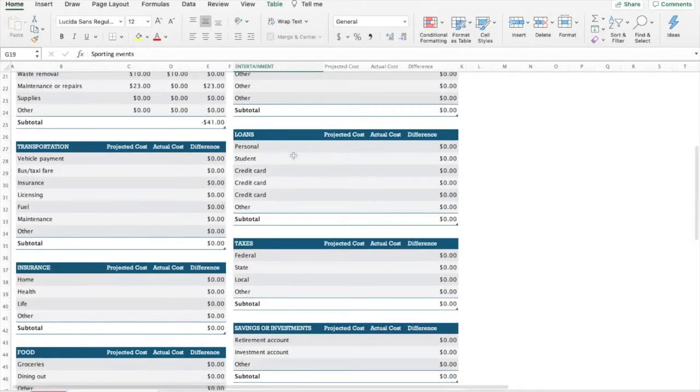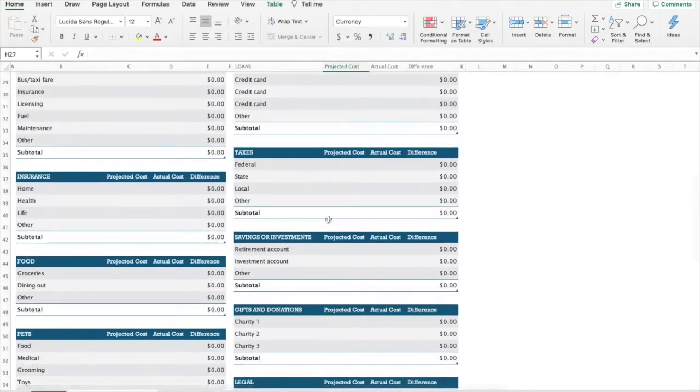You have your loans, as I mentioned. If you have several credit cards, you want to itemize those expenses as well. Student loans, your personal loan. If you're paying estimated taxes, include that in your expenses as well, because that's money going out of your income.